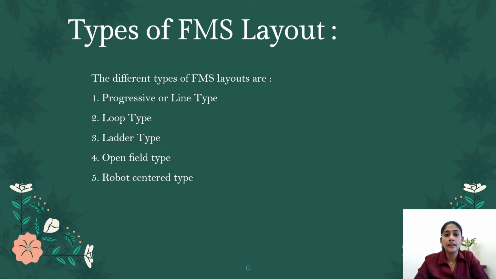And there are different types of FMS layout. First one is progressive or line type, second one is loop type, third one is ladder type, fourth one is open field type, and the last one is robot center type.